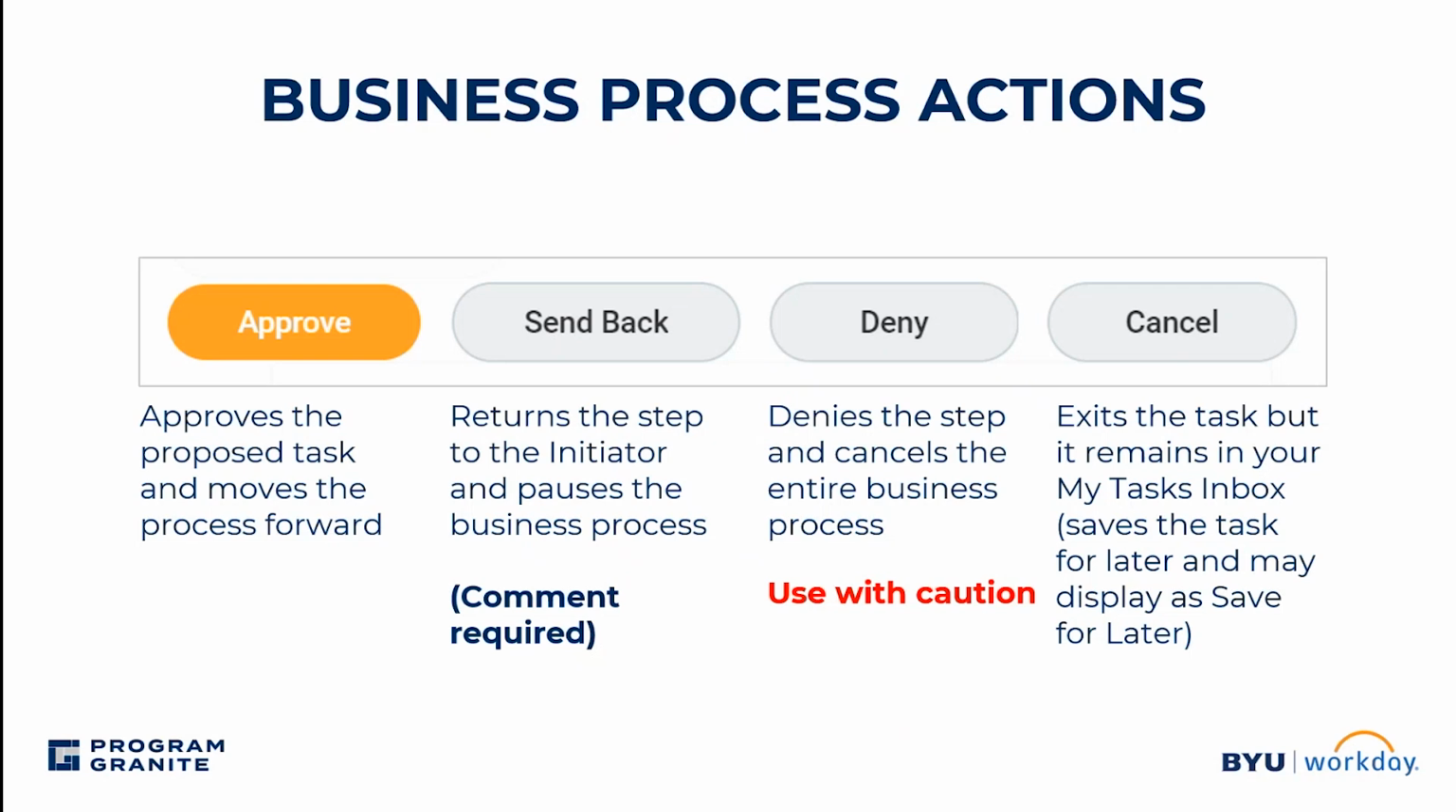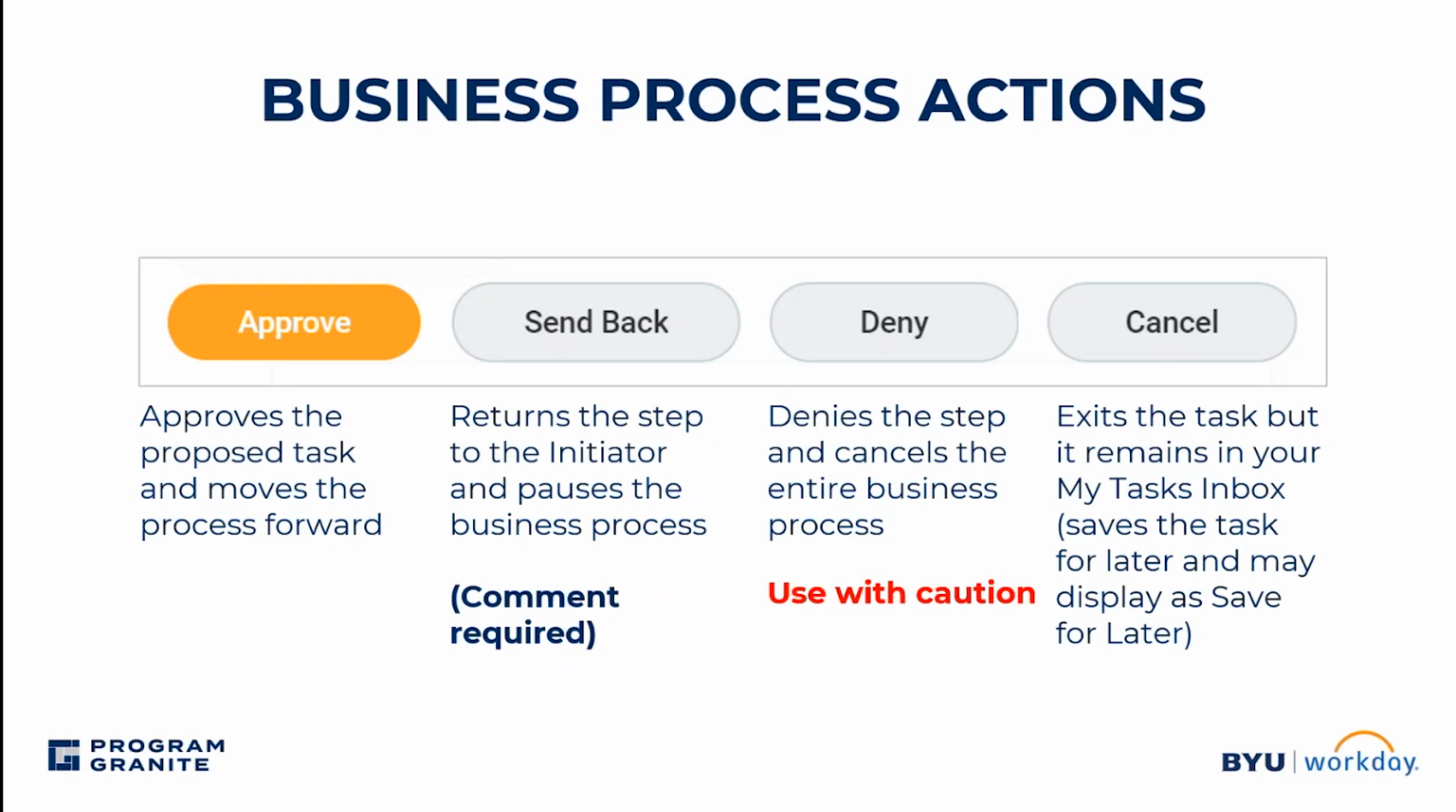And then you can hit the cancel button though. What that's going to do is you just want to come back to it. So you're going to exit that business process. You hit cancel, but it's going to save it for you in My Tasks inbox and you can come back. This may also look like a save for later. So if you're working on something, you're putting in that information, you can save it for later, cancel it, and it's going to remain in your inbox for you to work on further, before you move it forward or send it.